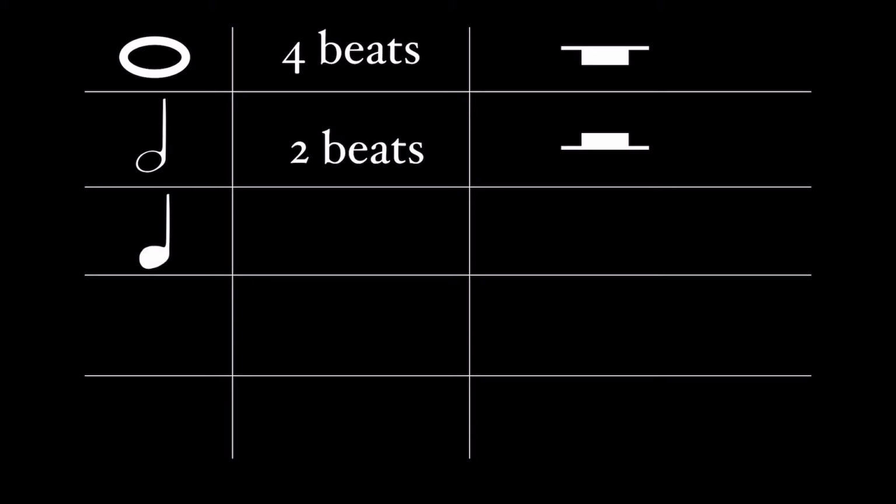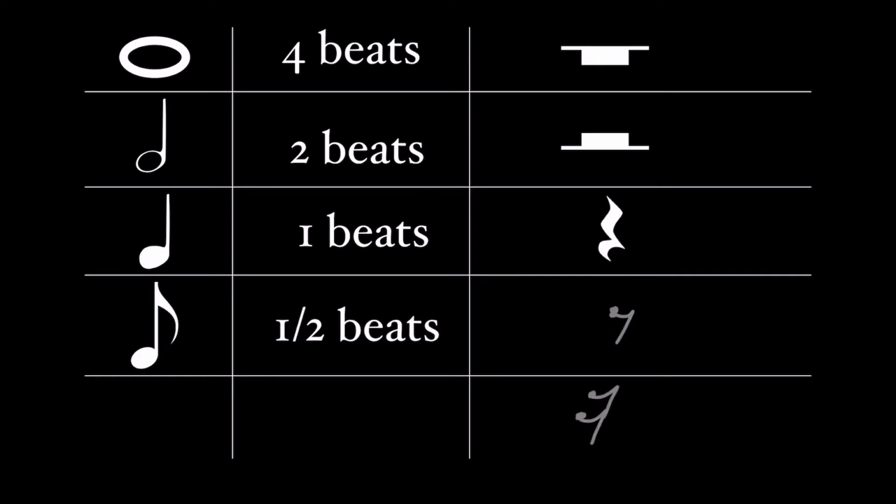A quarter note is playing a note for 1 beat, and a quarter rest looks like that, and it is 1 beat of silence. And then an eighth note is half a beat of music, and an eighth rest looks like that right there. It is half a beat of silence. A 16th note is playing a note for a quarter beat, or holding a note for a quarter beat, and a 16th rest is a quarter beat of silence, so a very short rest.